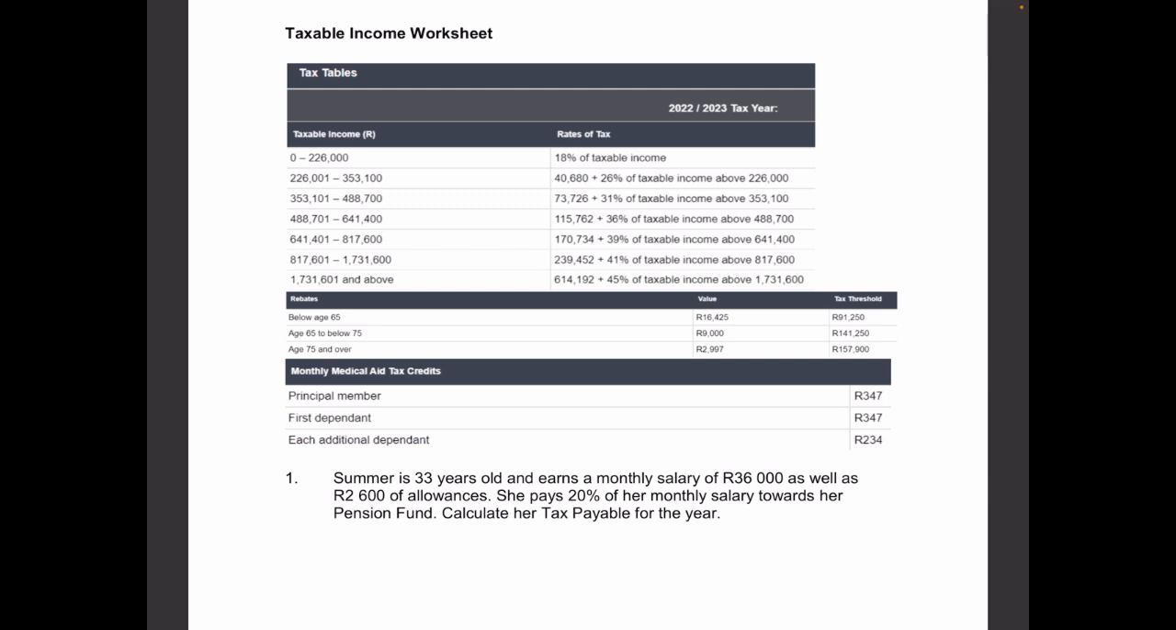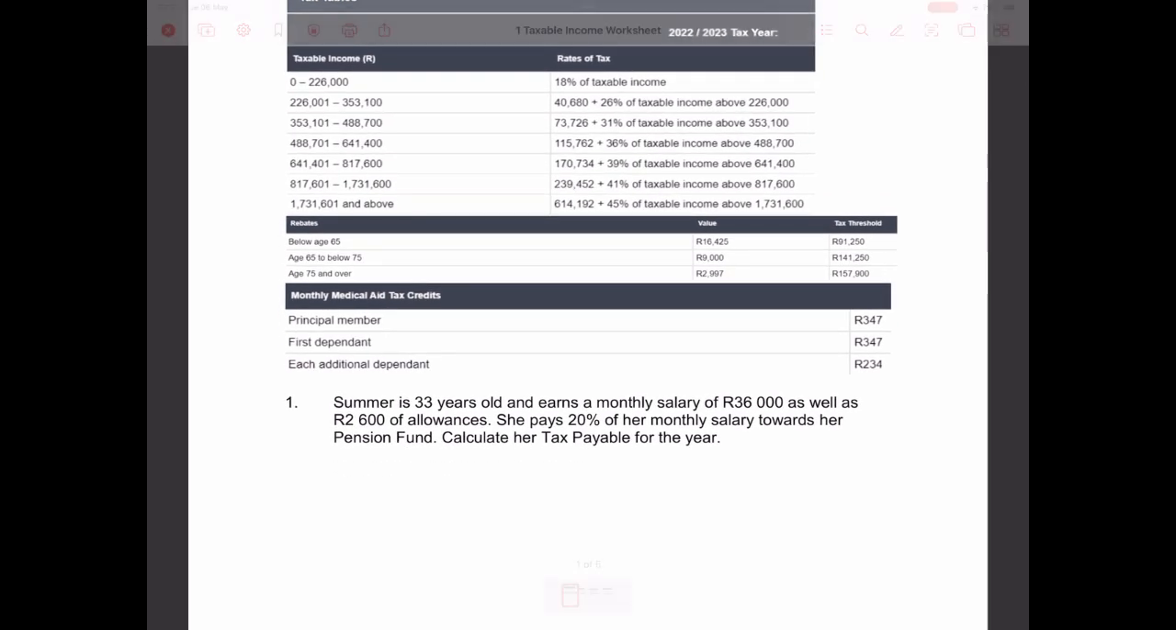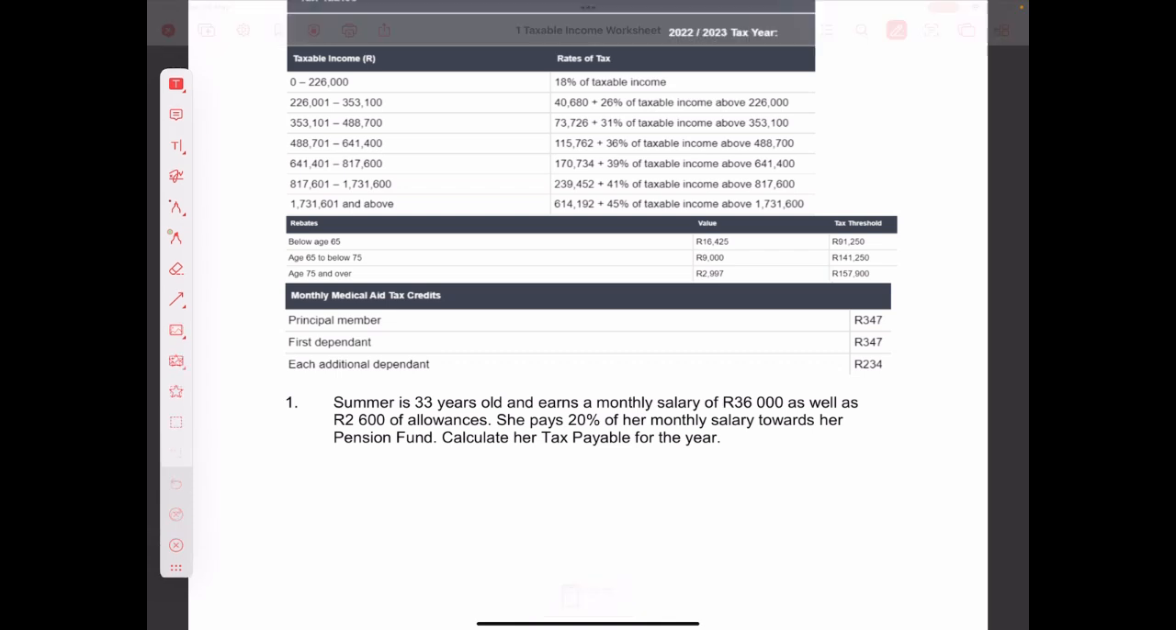Summer is 33 years old and earns a monthly salary of 36,000 as well as 2,600 Rand of allowances. She pays 20% of her monthly salary towards her pension fund. Calculate her tax payable for the year. So we're going to start off with her gross salary. So here we're looking at her basic salary as well as any allowances that she might have.